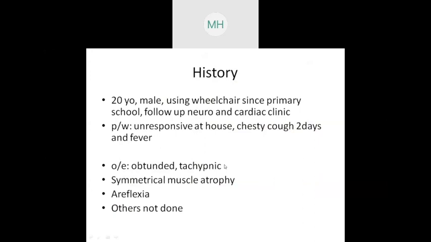Okay. So this patient, a 20 year old male, has been using a wheelchair since primary school due to some neurological problem, and then was noted to be unresponsive, with a chesty cough and fever. When the patient was brought by ambulance, already obtunded, you just see there's symmetrical muscle atrophy. You do some reflexes, areflexia. But because this houseman did not do a full physical examination, you are not sure where the localization is. You just know muscle atrophy only.